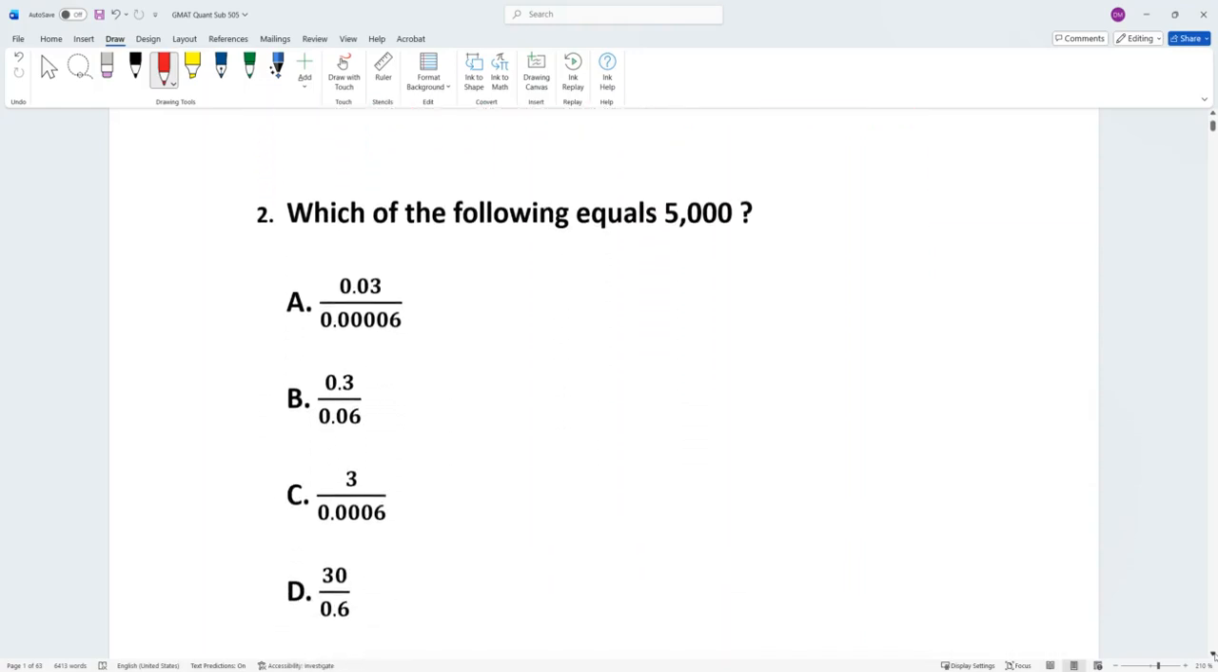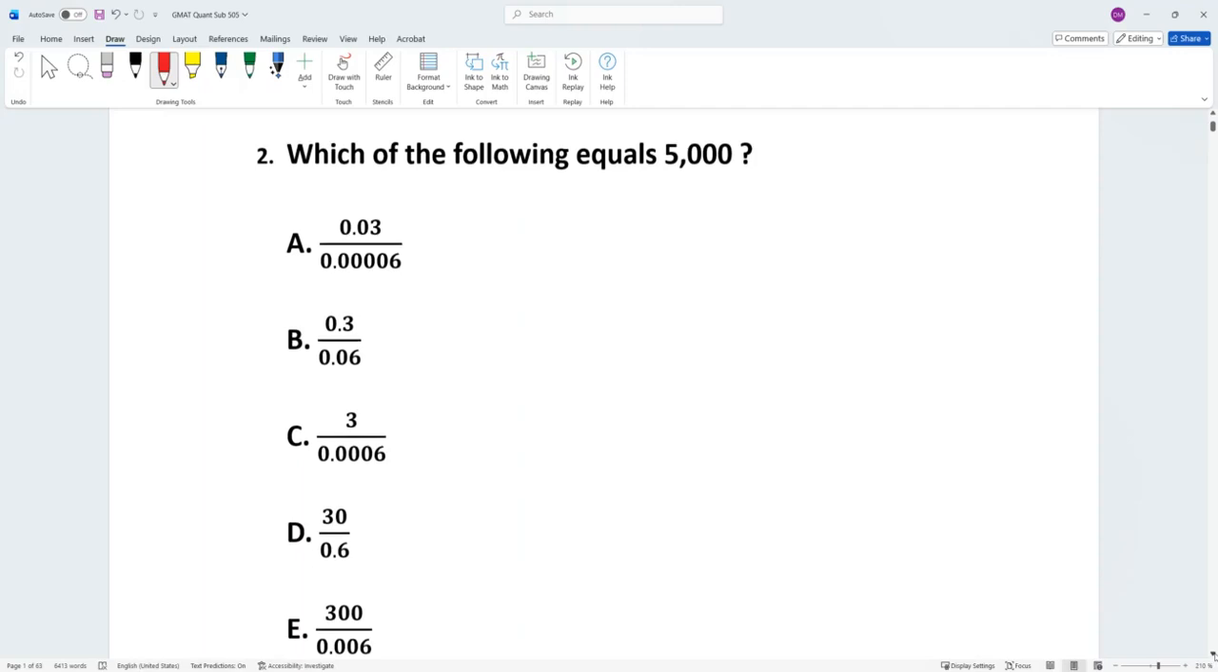So the question is, which of the following equals 5,000? Okay, so one way we can do that is maybe we can quickly check each of the answer choices. So this one, we are going to write it to the powers of 10. So this can be equal to 3 times 10 to the power minus 2. This is equal to 6 times 10 to the power minus 5, like this.